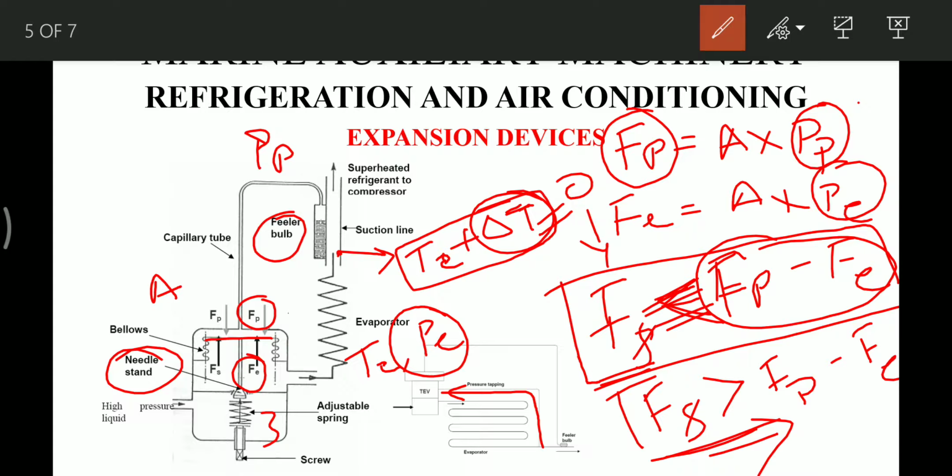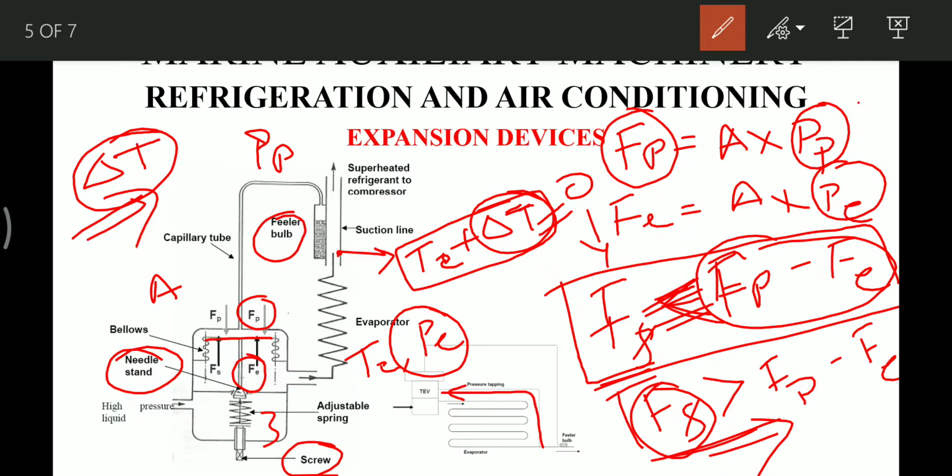So for a given value of Fs, the Fp is greater than Fe when this compressor is running. The amount by which Fp is greater than Fe will be equal to delta T. So this delta T is directly proportional to Fs, that is the spring force. That's why this screw is used for setting the value of superheat in the expansion valve. So this is how the expansion valve works.